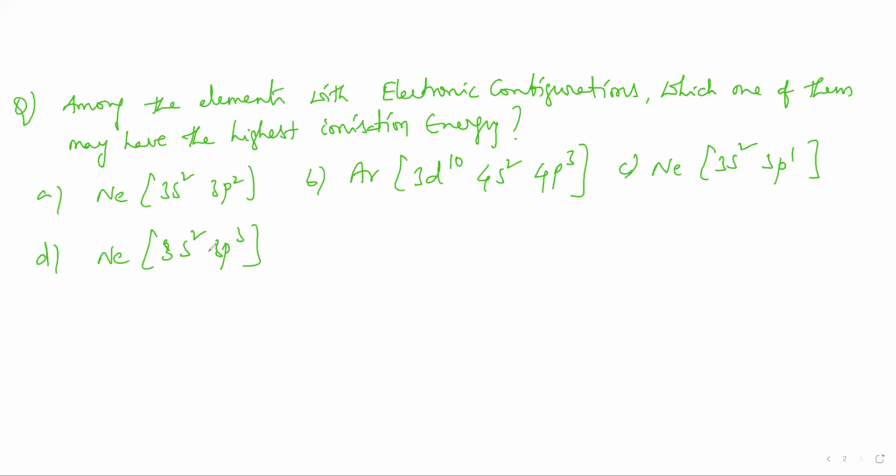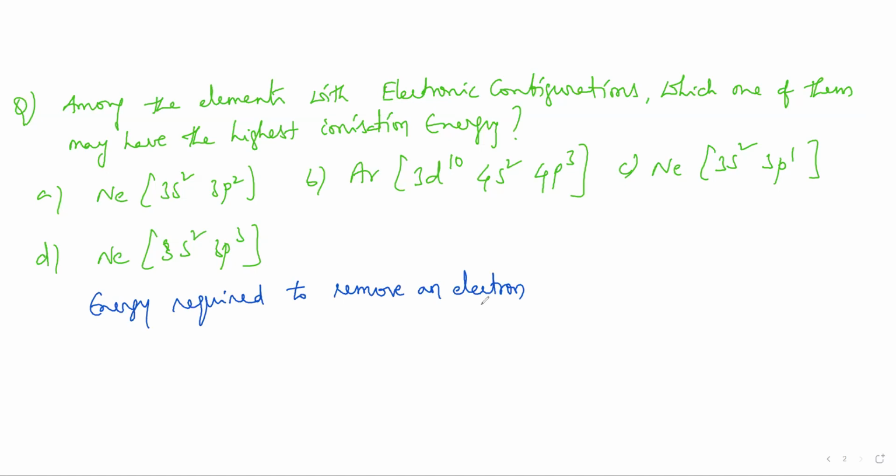So what is ionization energy? The amount of energy required to remove an electron. So the energy required to remove an electron, this is what we call ionization energy.